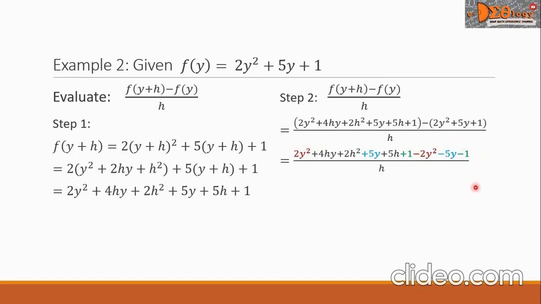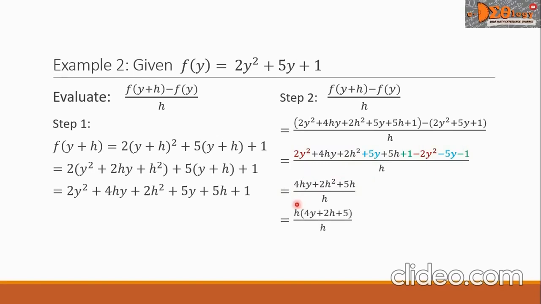So on the next line, we will simply collect the remaining terms. And the terms are the 4hy plus the 2h squared plus the 5h all over h. In the numerator, there is a common factor which is h that we can factor out.